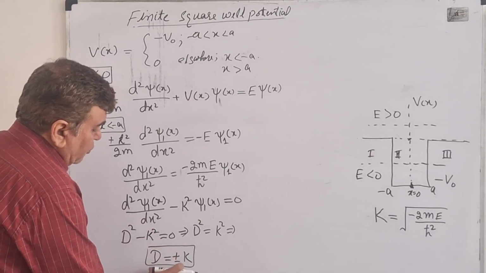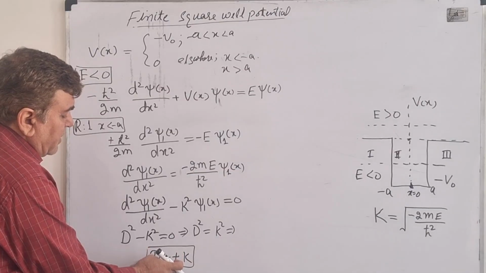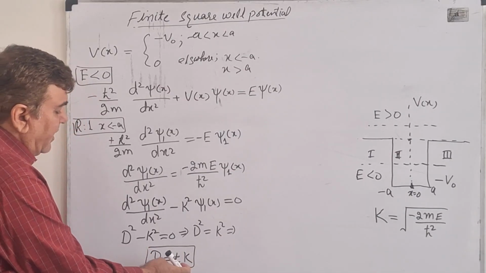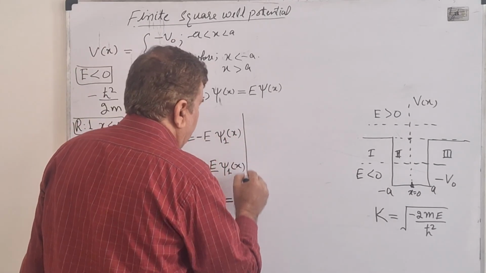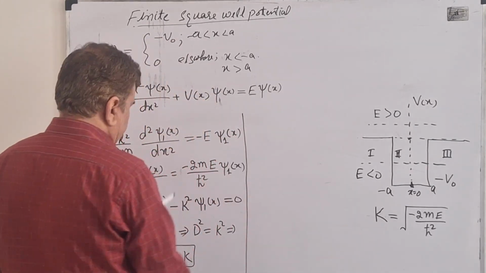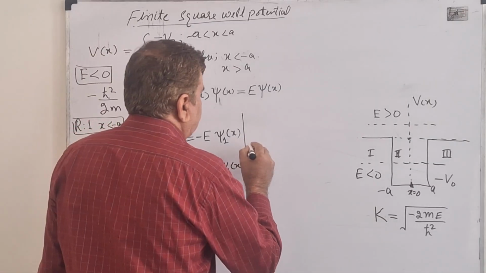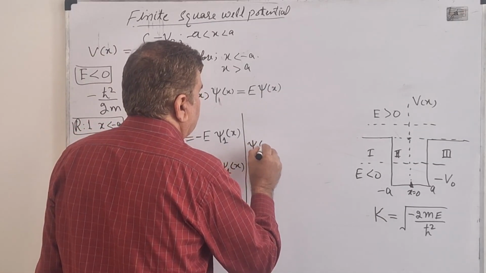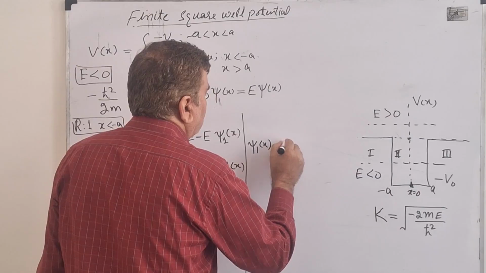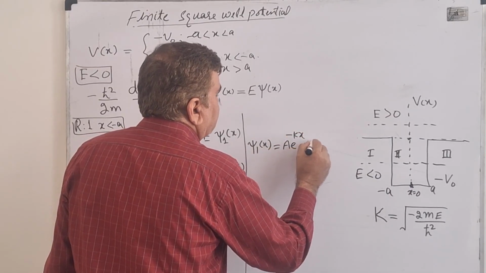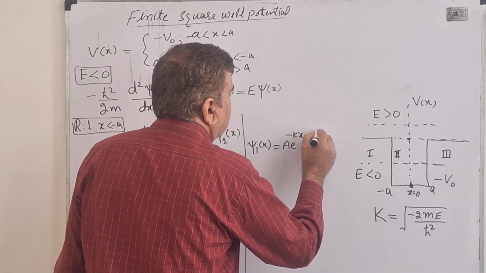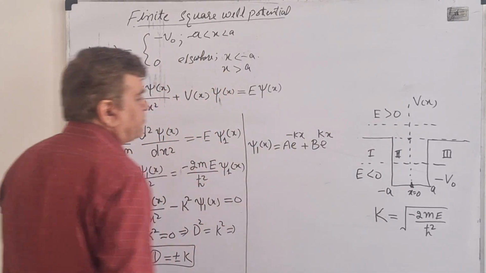So therefore we have two solutions. One corresponds to positive value of k and the other to negative value. So that means I can write the solution of psi 1 of x in this region as psi 1 of x equals A exponent minus kx plus B exponent plus kx.